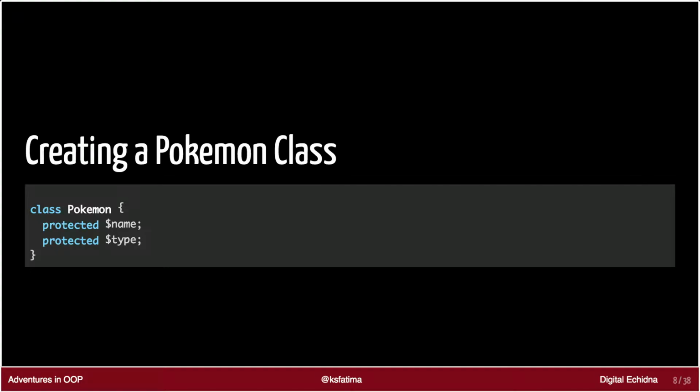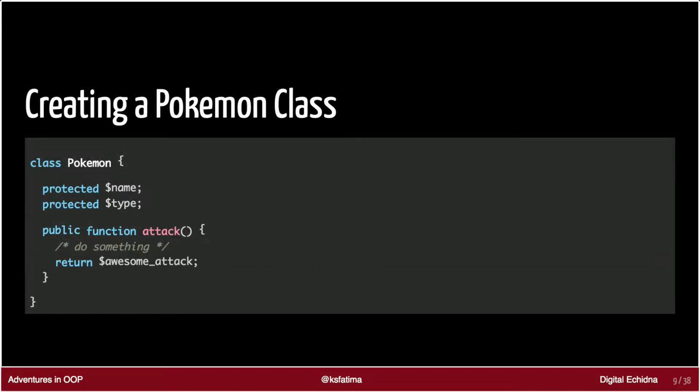And if you can remember, Pikachu also has an attack, so we'll add the attack as a function if we want to do battle. For now, it's just very pseudo-codey. We have public function, the name of the function is attack, do something, and we return our very awesome attack.